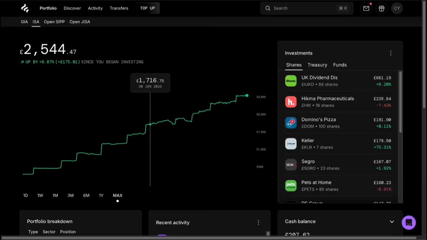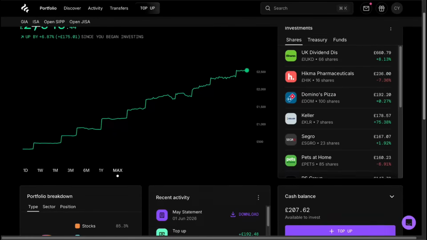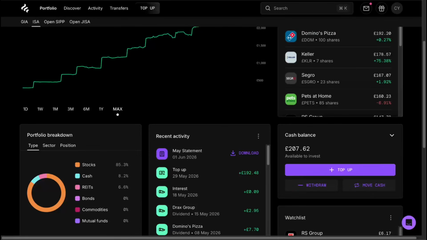And like I mentioned earlier, I'll be using my YouTube earnings each month to fund the series. As you can see on screen, I earned £192.48 last month, so that's exactly what I added straight into the portfolio. This then leaves us with just over £200 ready to be invested today. But before we invest that money, let's take a look at how the portfolio actually performed last month.